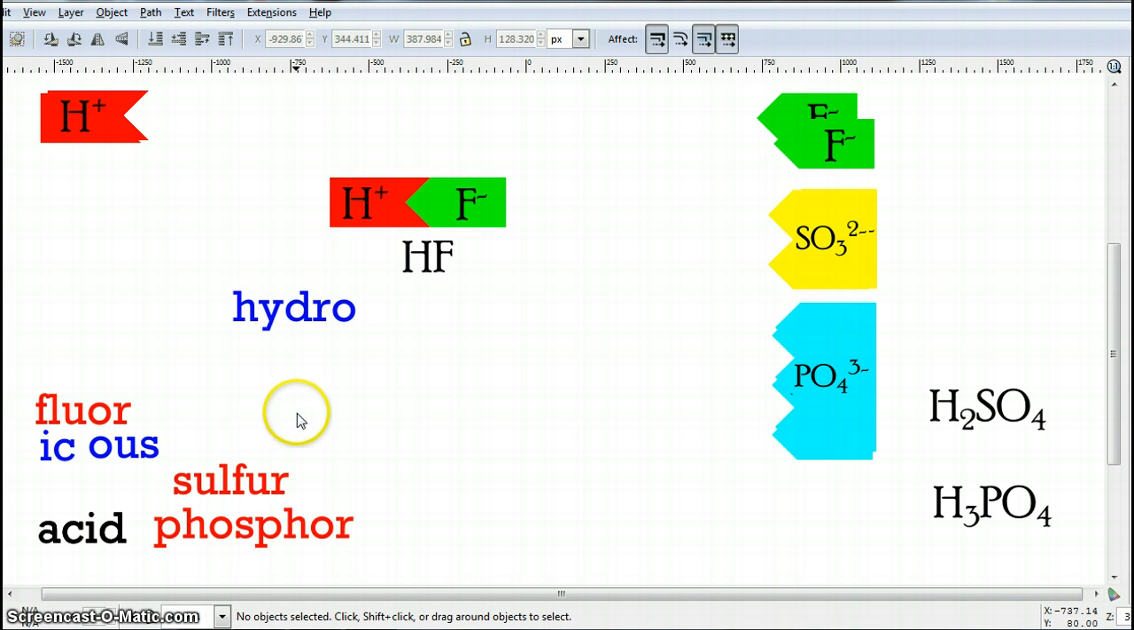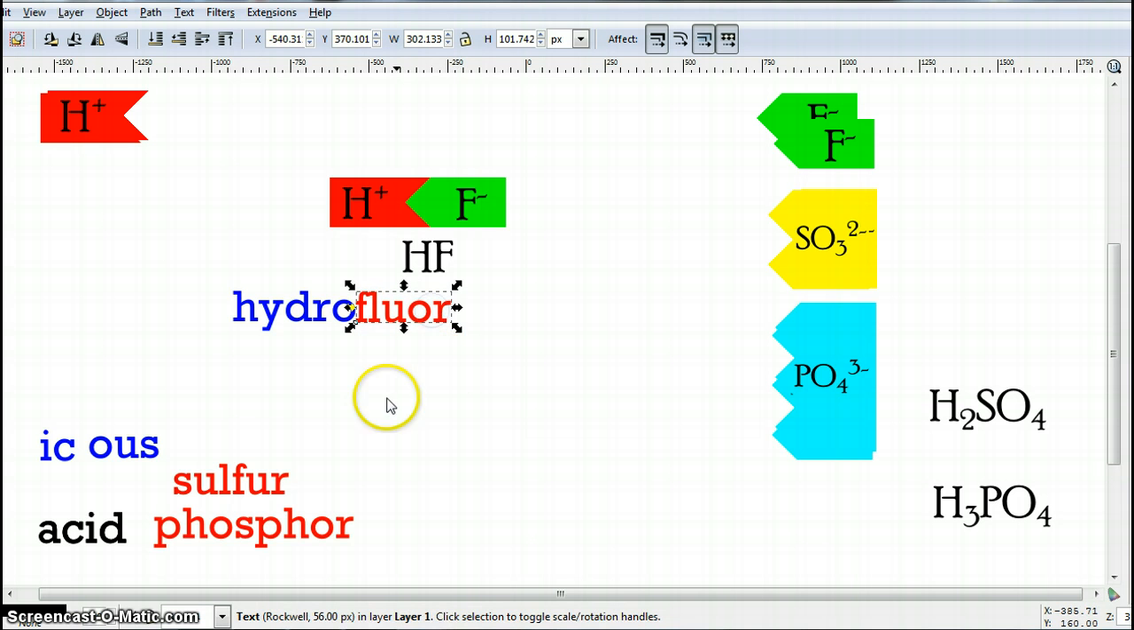We must then use the root word, which is fluor, and then we add the ending IC. So this would be hydrofluoric, and then we always put the word acid here. So what we see here is that this would be called hydrofluoric acid. Hydrogen, again, because of the second element being only a single element off the periodic table. HF would be the formula because it's one of each, and the name is again hydrofluoric acid.